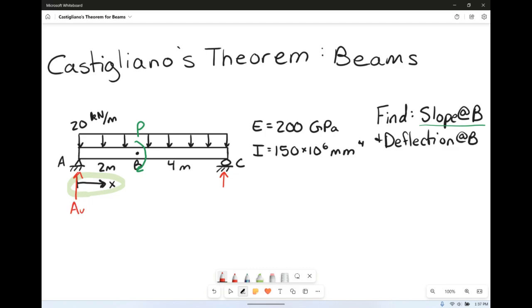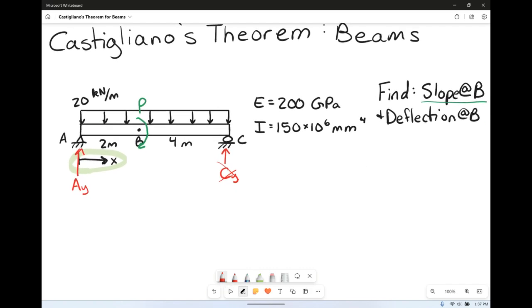We've got AY and we've got CY. Now, since they've already told us that we're going to be taking X measured from the left, we don't actually need CY because he's never going to be on our little free body diagram. So we can go ahead and sum the moments about C and set it equal to 0, taking counterclockwise to be positive, so that we can find AY.